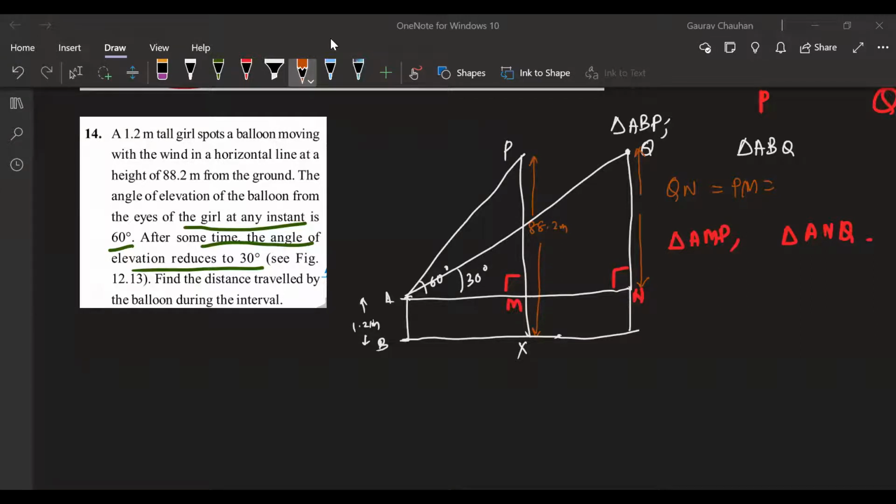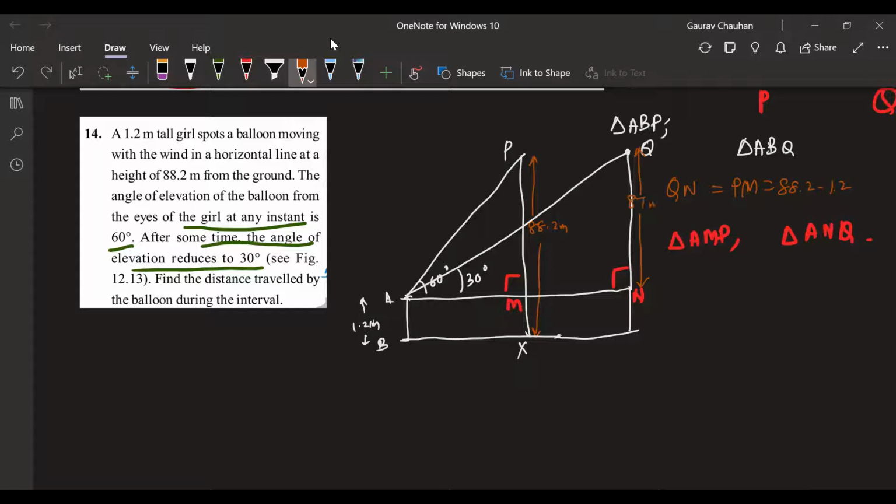Sir, PX minus MX, how much will that come to be? 87. It's basically 88.2 minus 1.2. This full height is 88.2 till here. But the girl is already 1.2 meters high, so you're going to subtract that. You're getting 87. That's the distance which you're going to use. You already have this as 87.